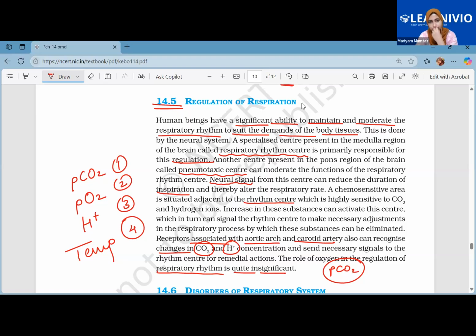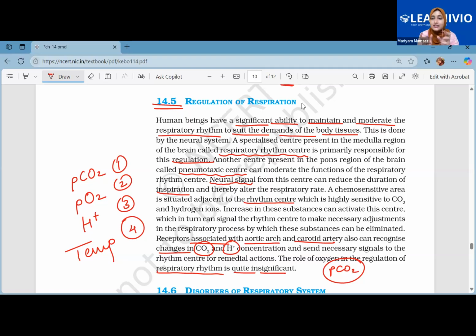Ma'am, what do you mean by pneumotaxic center can monitor the function of the respiratory rhythm center? See, pneumotaxic center is a center which is responsible for either increasing or decreasing the respiratory rate. So that is why it is regulating. Again, it will depend upon the concentration of CO2 that is there. If there is more CO2, it will make the respiratory rhythm faster. If there is less, it will slow it down.